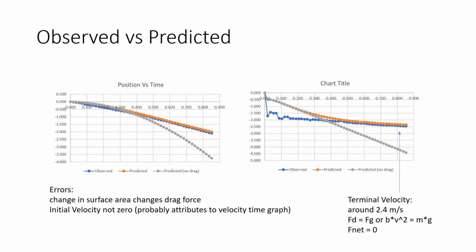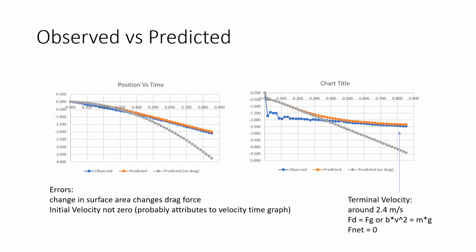And observed versus predicted. As you can see, the predicted without drag kind of veered away from the observed and predicted, and that's because there was no drag force holding it back and slowing it down. So it continued to accelerate, unlike the predicted and observed.